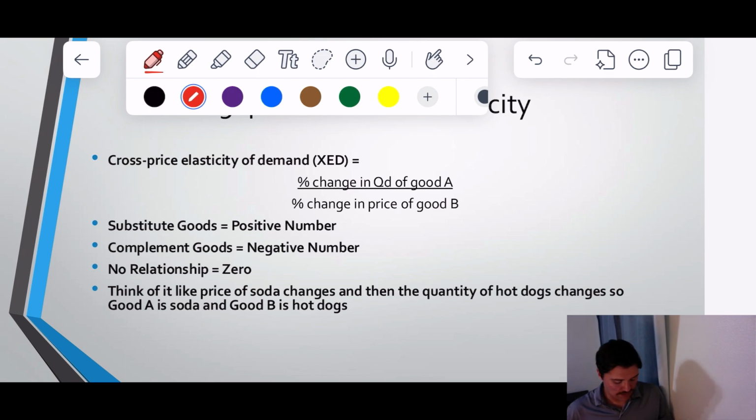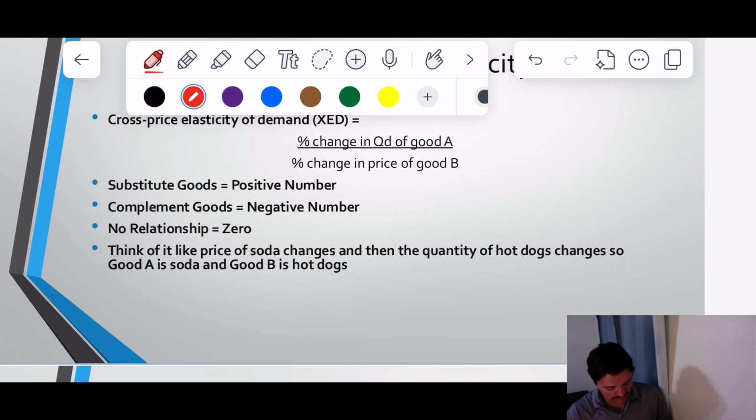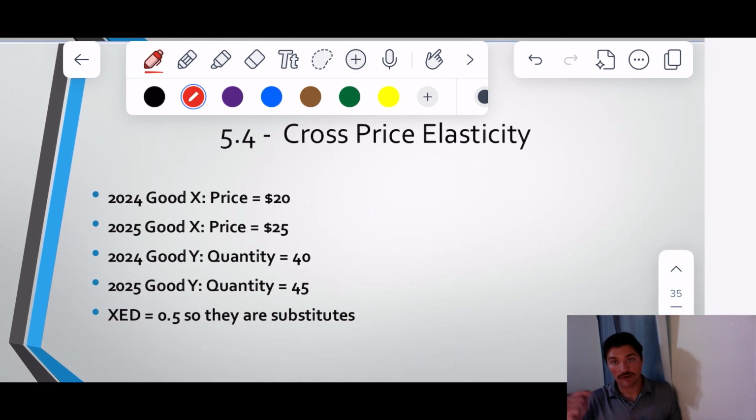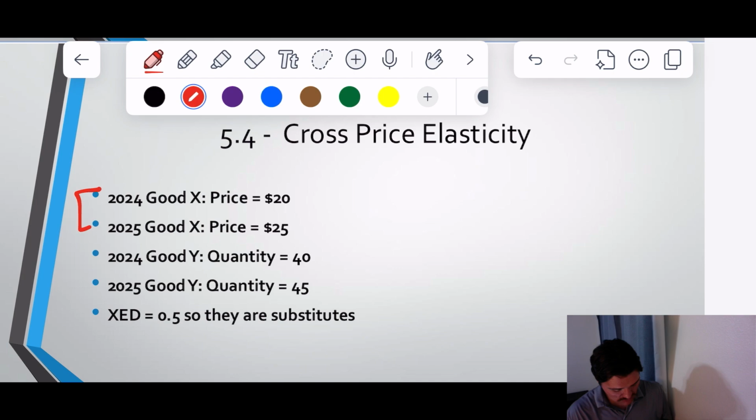All right. Another way to think about this is the price of a soda changes, and then the quantity of hot dogs changes. So the quantity of good A is soda, and good B is hot dogs, right? So we're just showing you how two things are related. Okay. So here we're doing the same idea in terms of the percent change, and quantity always goes on top. So if we were looking at 2024 and 2025 for good X and Y, let's do this real quick. We're looking for the cross price elasticity.